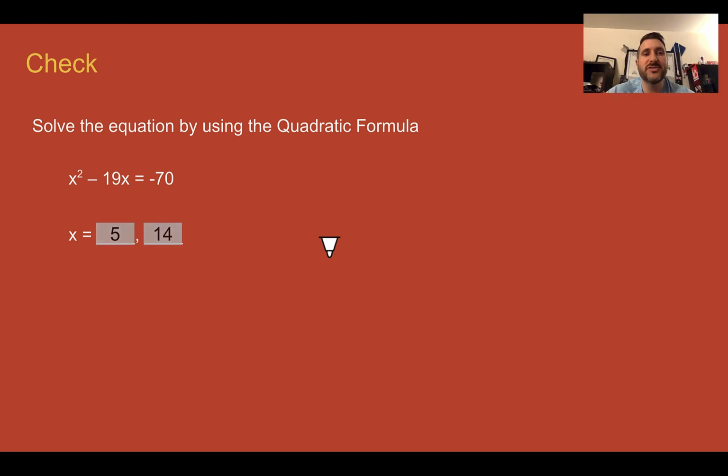Check your answer. You should have said 5 and 14. So first I would have to add 70 to both sides. So I'm just going to move this. It's now plus 70 equals 0. A is 1, B is negative 19, C is 70.